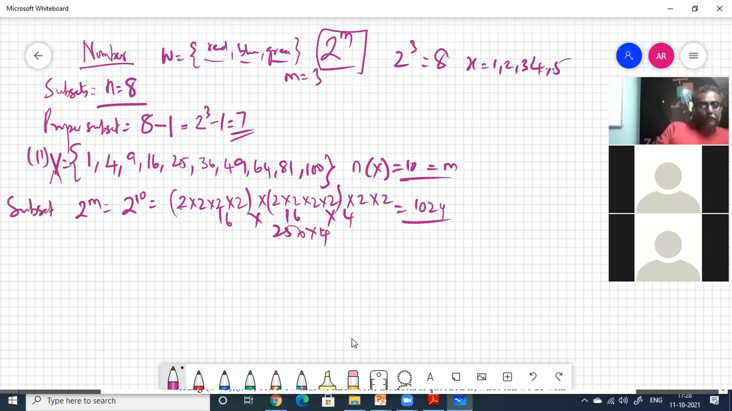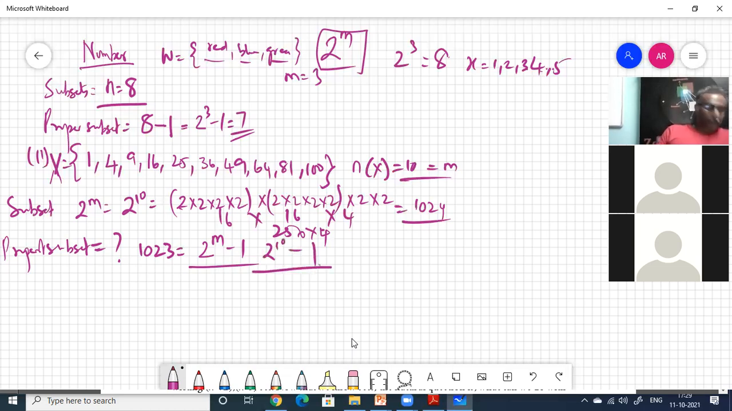Number of proper subsets, how much? Just now Arpana told the previous one. 1023. What is the formula? 2 to the power of n minus 1. That is the formula. In this case, 2 to the power of 10 minus 1. Okay, that's all. Very good.